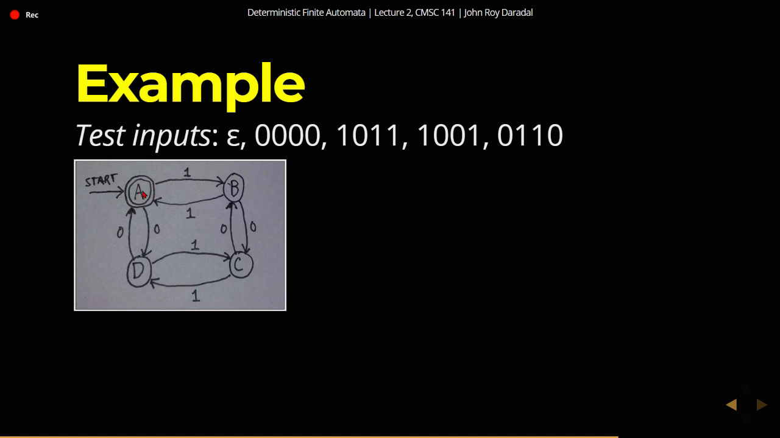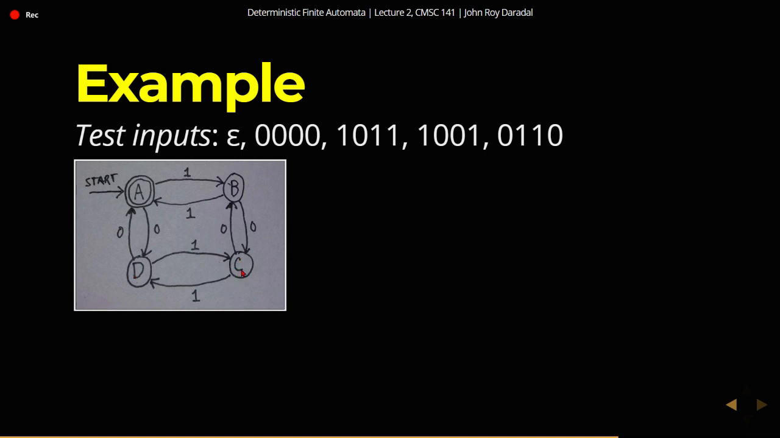And then lastly, we have the example for even zeros and even ones. So if it's empty, then of course it's already accepted since there are no zeros and ones. So that's even zeros and ones as well. For 0, 0, 0, that would be 0, 0, 0, 0. So it still ends up in A.